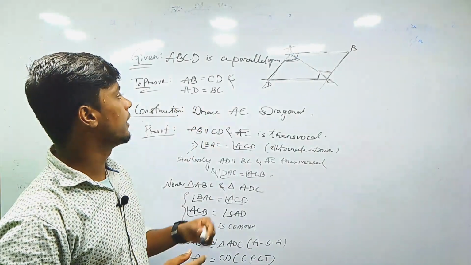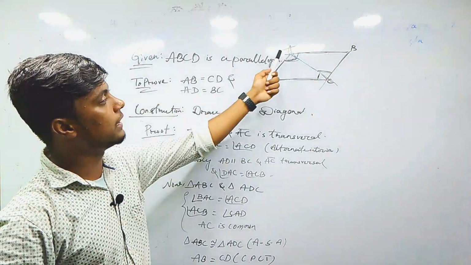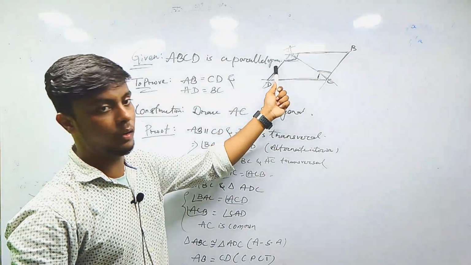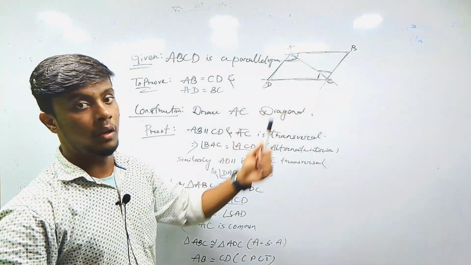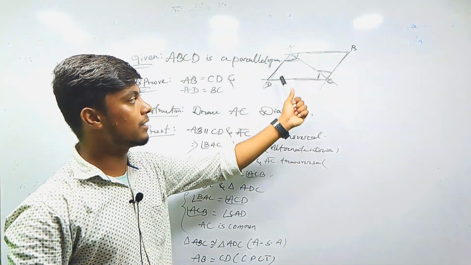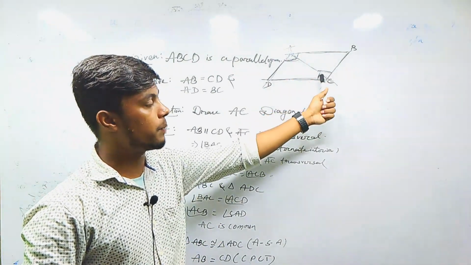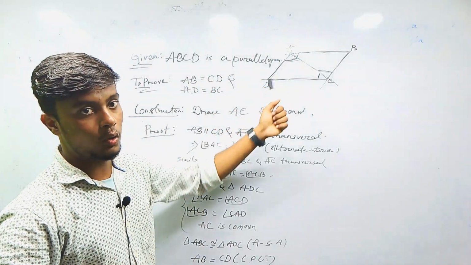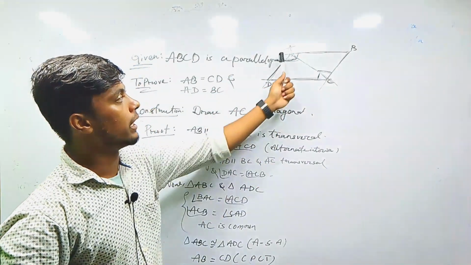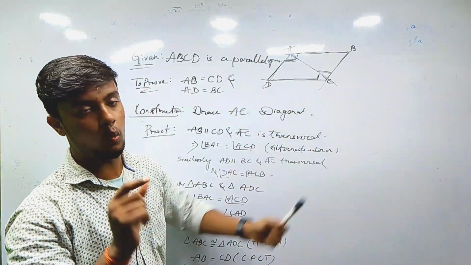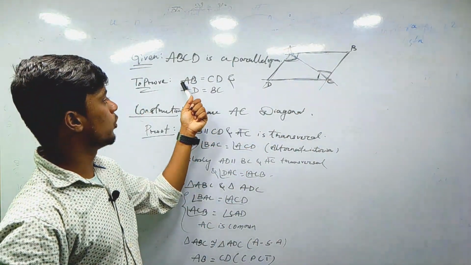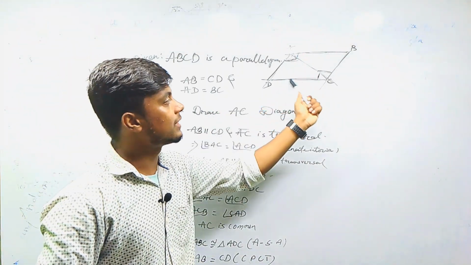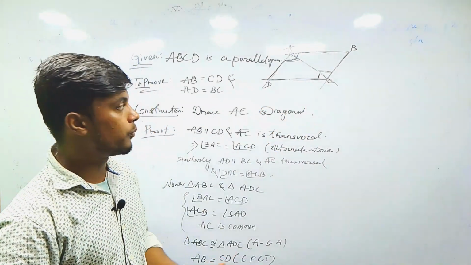So just be clear that AB parallel to CD is already given, because he is saying that ABCD is a parallelogram. So in a parallelogram, from the beginning you know that AB and CD are parallel and AD and BC are parallel. It is given as he is saying that it is a parallelogram. So after that we have to prove AB and CD are equal and AD and BC are equal, meaning opposite sides will be equal. So this is the proof.